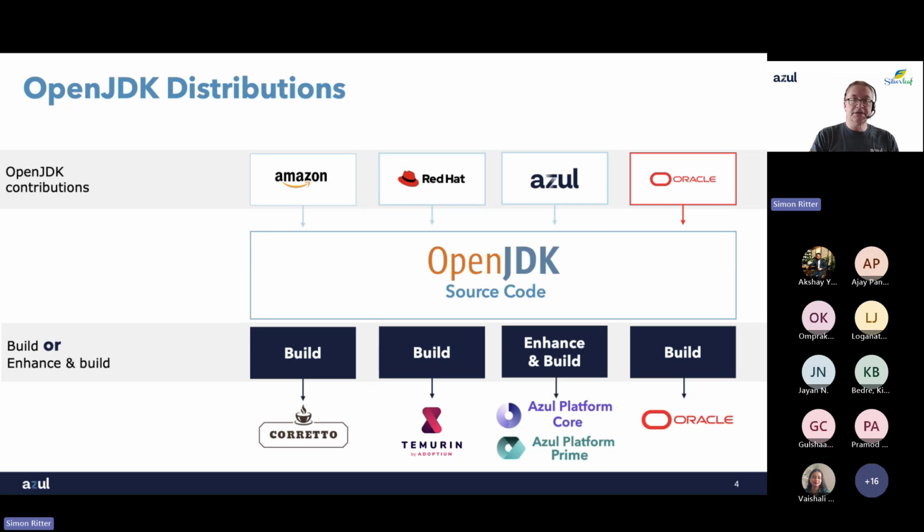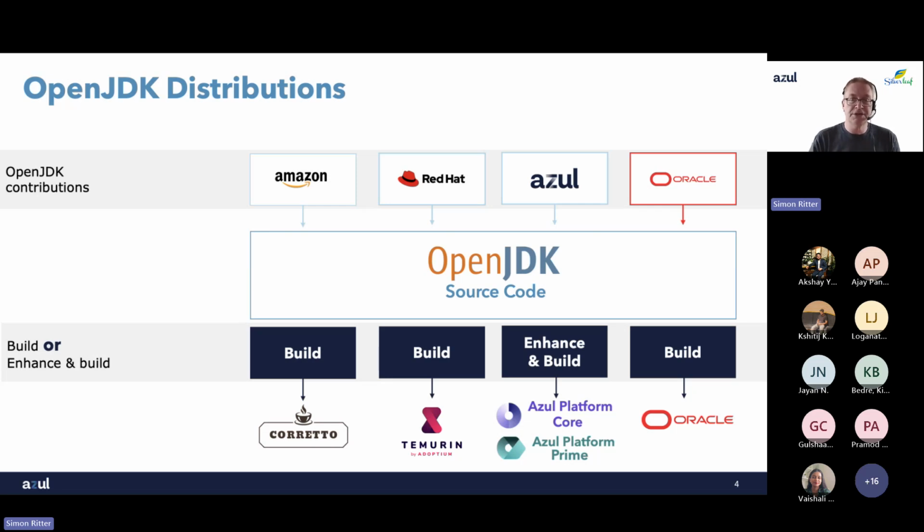Now, what we then see is that people can take that source code and then they can build it, package it all together, and create a distribution, which is what you can then install on your machine and run your Java applications on. And the great thing about this is it means that you now have a bigger choice than we had previously. What we've seen since Oracle changed the licensing of Java is a proliferation of different distributions of OpenJDK.